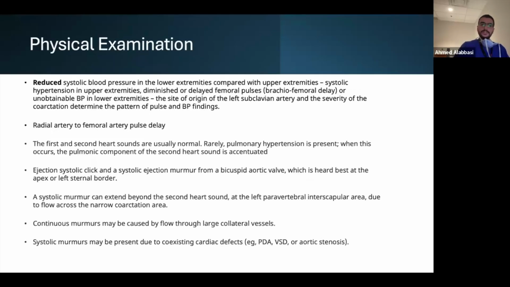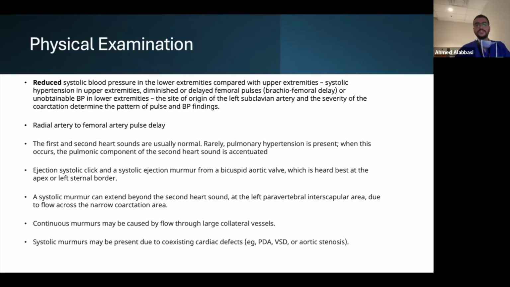I thought this was interesting. We do see these patients quite commonly in the clinical setting, be it the first presentation or later on in life after a surgical repair or a recoarctation. So it would be important for us to recognize these signs on physical examination.